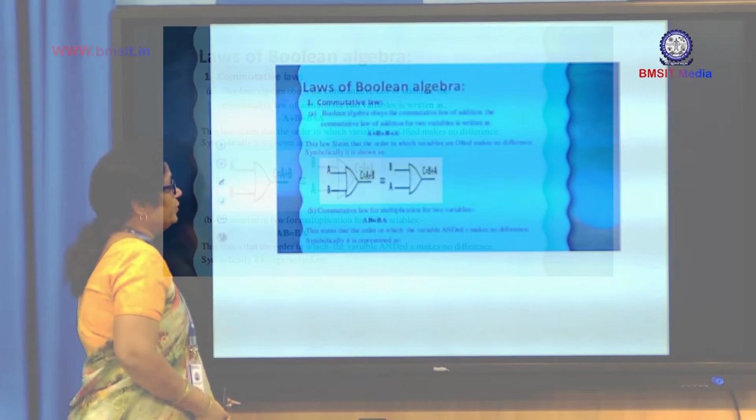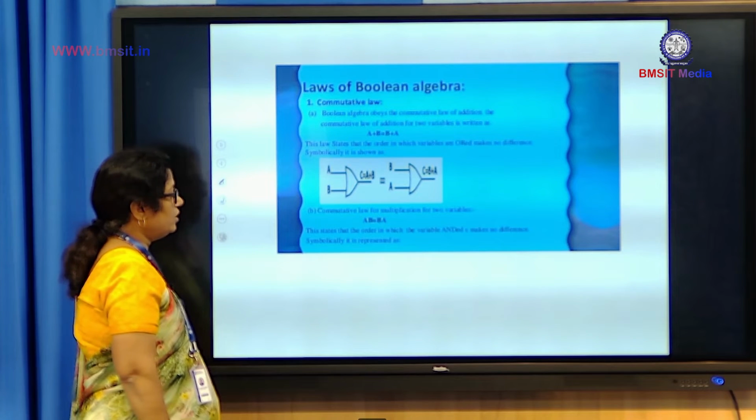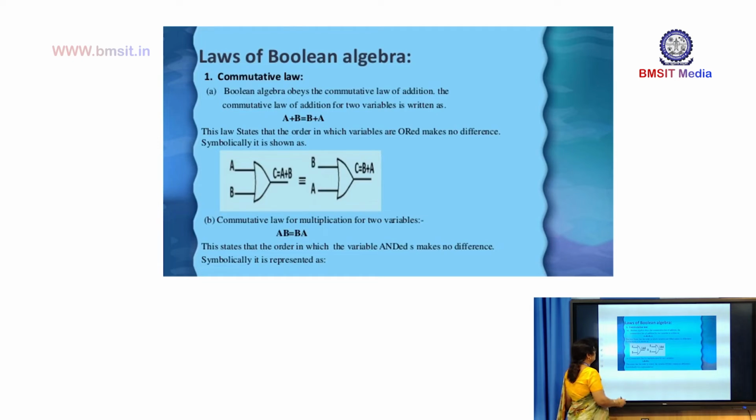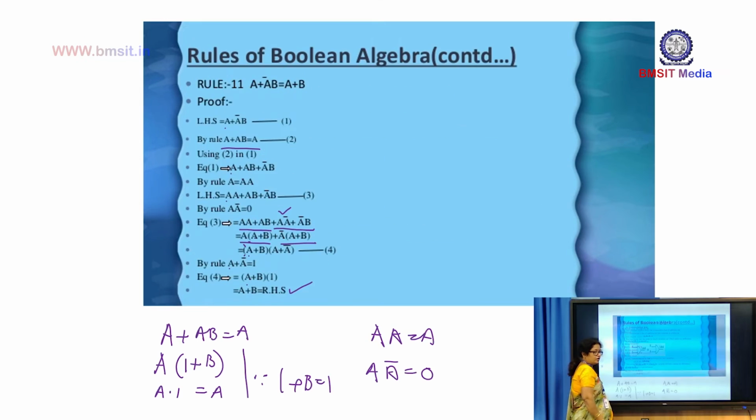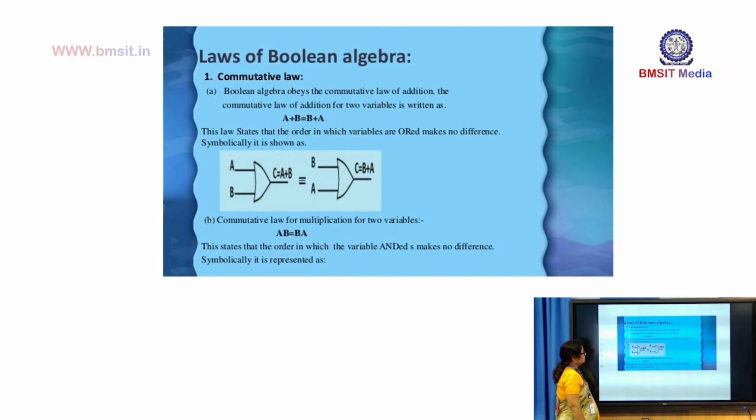So next is about laws of Boolean algebra. We have total 3 laws, commutative law, associative law and distributive law. So the first law is commutative law, both for addition and multiplication. So irrespective of the order of multiplying two variables or adding two variables, according to this law, we can use the variables in any order. Clear? That is a plus b is equal to b plus a, or ab equal to ba.